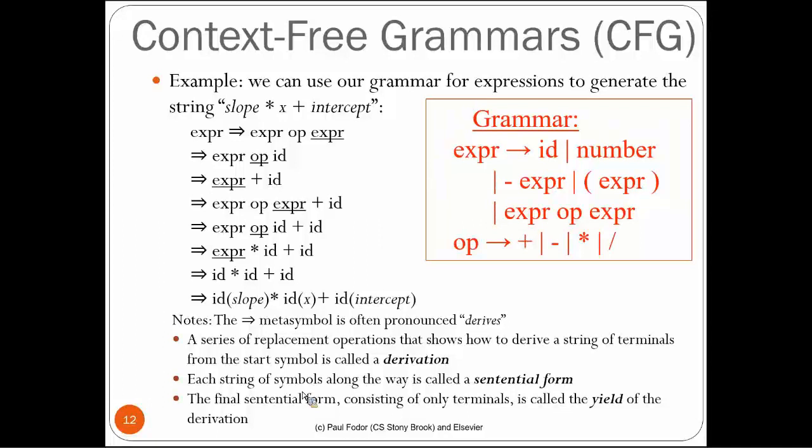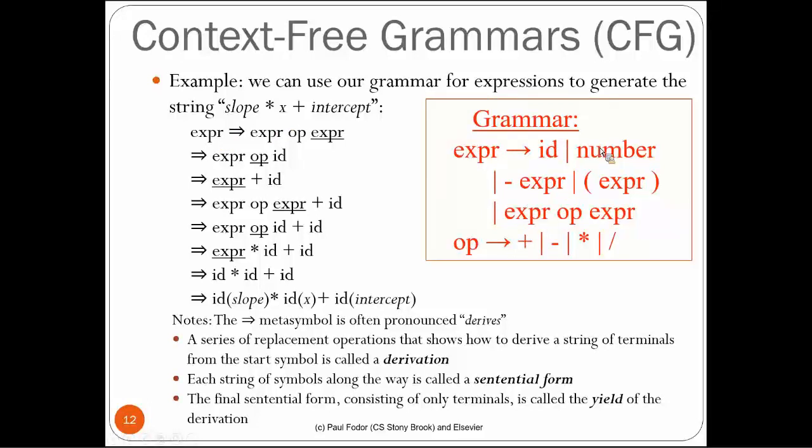So let's take an example. Let's consider the grammar that we discussed earlier, that an expression is an ID or a number or a minus expression or an expression within parentheses or an expression operator expression, where an operator is either plus or minus or multiplication or division. And we can try to use our grammar for expressions to generate the string slope multiplied with x plus intercept. So as I said, we always start with the root, with the starting symbol. Our starting symbol is expression.